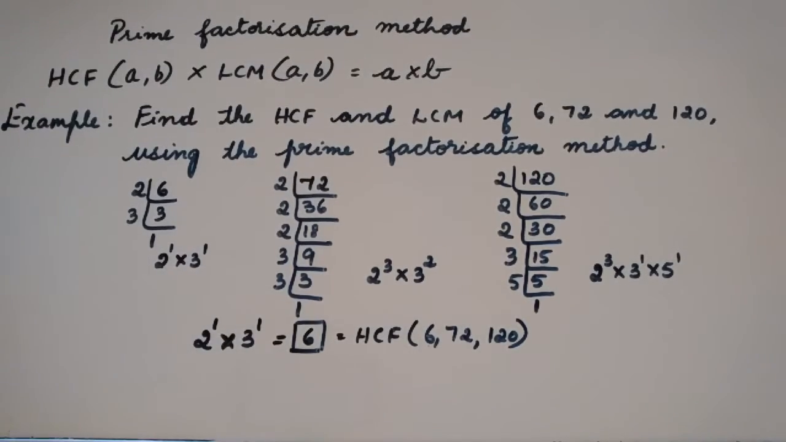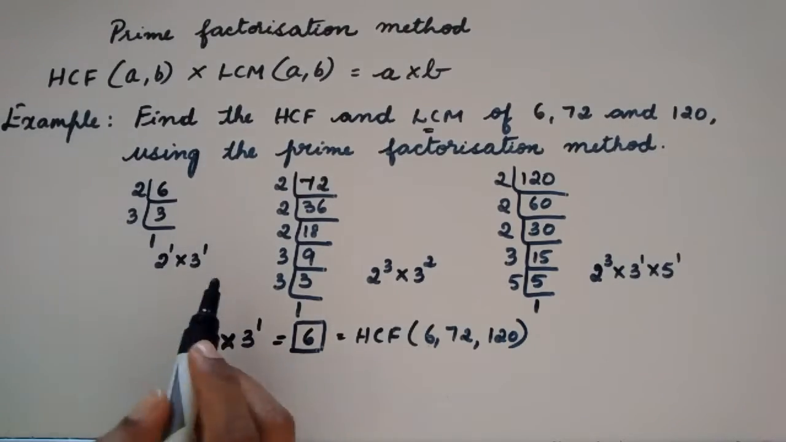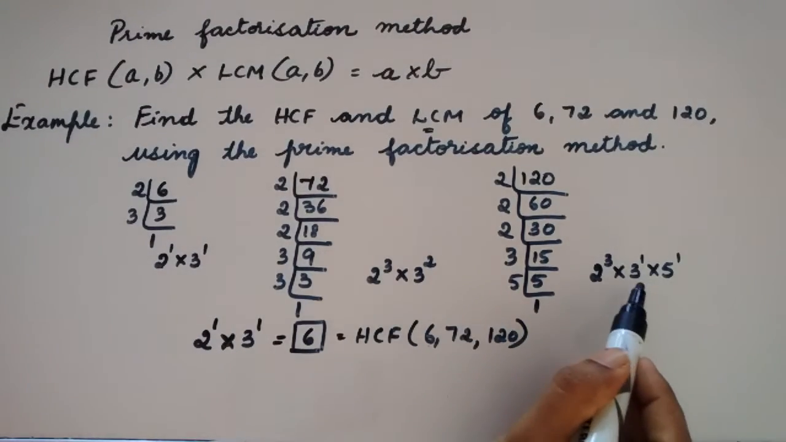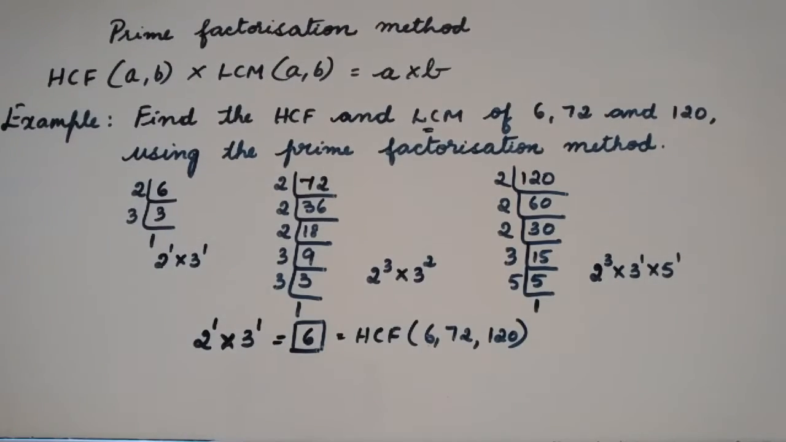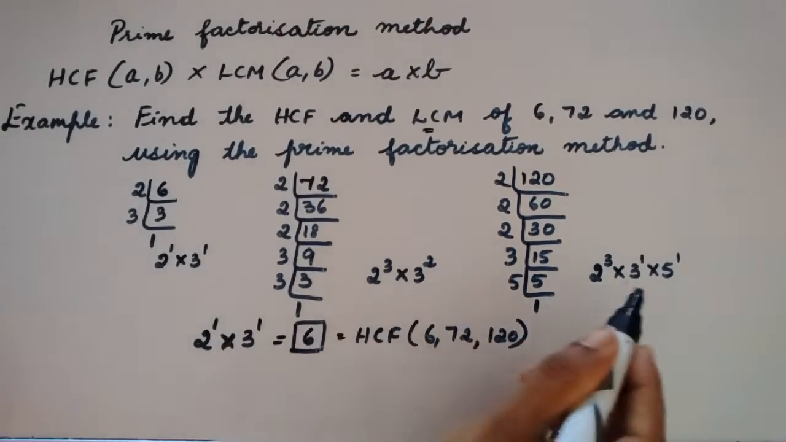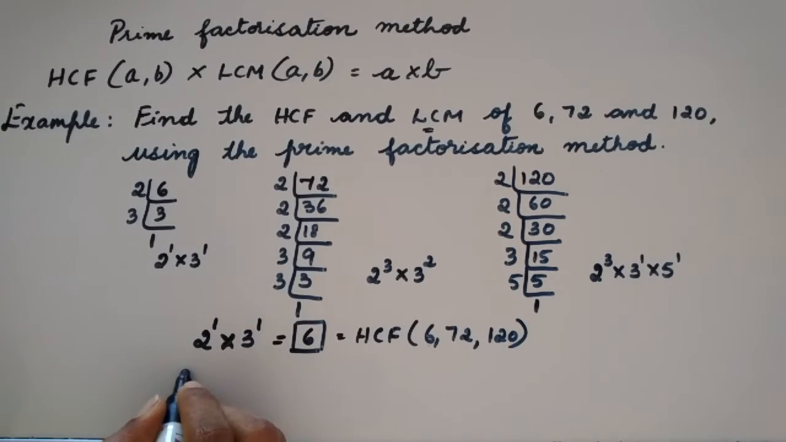Next, let us find the LCM. So, look at these prime products once again. So, what is LCM, students? It is the product of the highest power of each prime factor. So, let us take down each prime factor. That is 2 into 3 into 5. Each prime factor, not the common one, each prime factor. And we have to take the highest power.